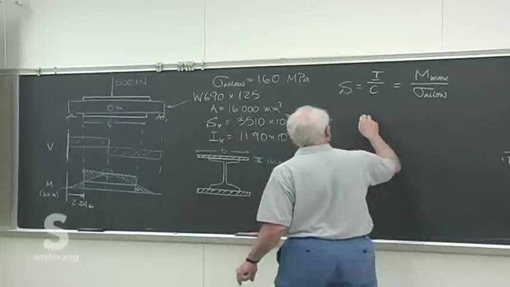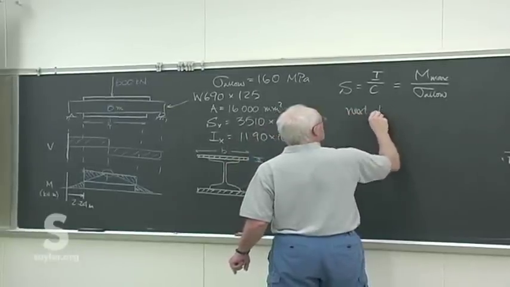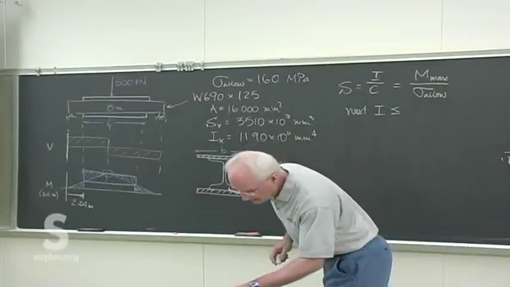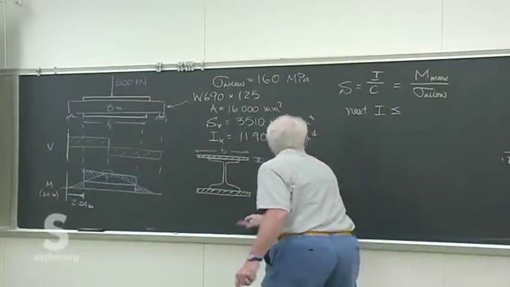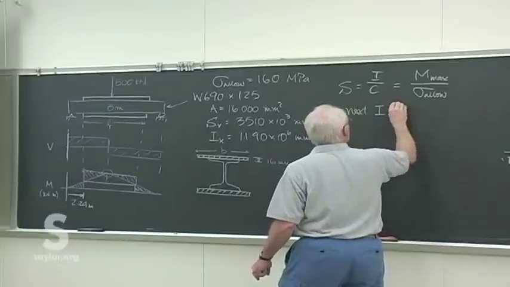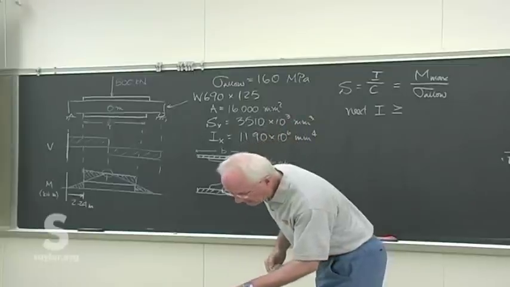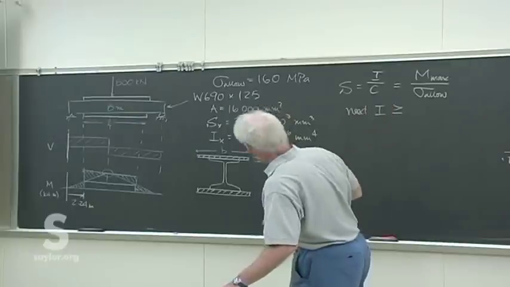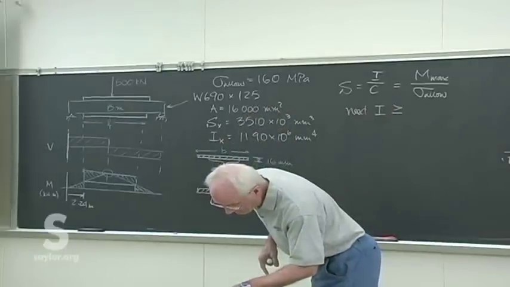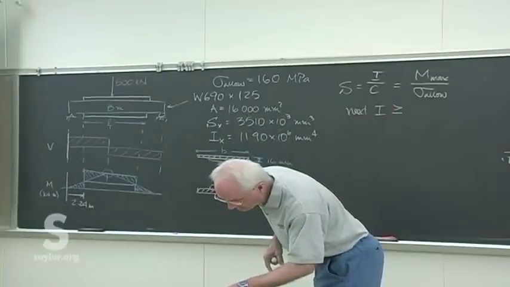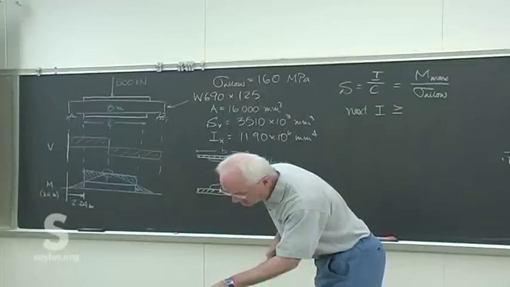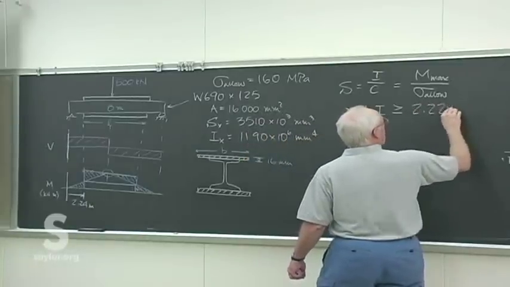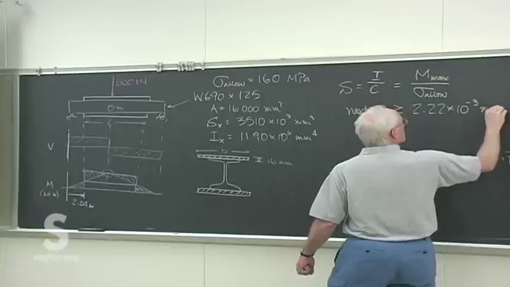And so we need to increase the moment of inertia by, actually we need to be greater than that. So let's write it that way. We need an I that's greater than this MC over allowable sigma. That turns out to be 222 times 10 to the minus 3 meters to the fourth.